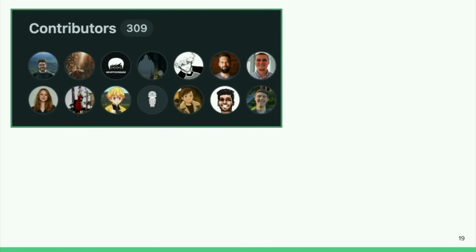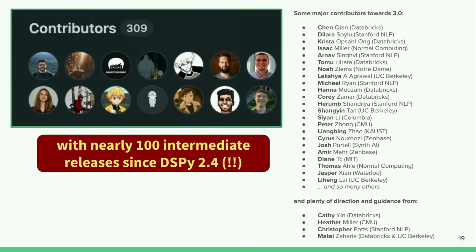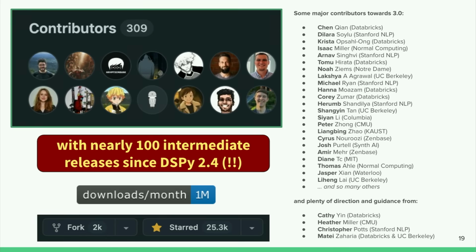So I'm incredibly grateful to over 300 contributors, many of whom are here in the audience. I would like to thank a lot of those folks by names: Chen, Dilara, Krista, Isaac, Arnav, Tomu, Noah, Lakshya, Michael, Hannah, Corey, Hiram, Shangin, and many others. Along the way to 3.0, from 2.4, we've had over 100 intermediate releases, which is just an incredible number, maybe almost absurd. Allowing the library to grow to over 1 million downloads per month and over 25,000 stars in the meantime.